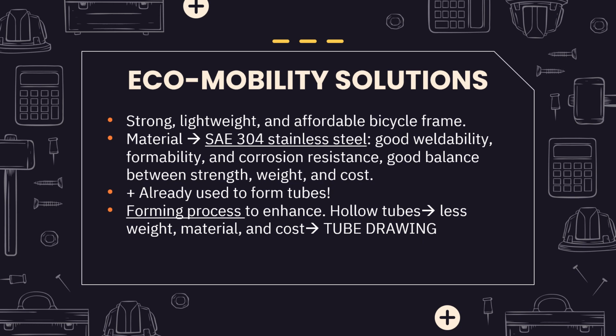Corrosion resistance is also important, as the bicycle may have to withstand water and other substances. And also, although this steel is not really strong, it has a great balance between strength, weight, and cost, which were the requisites. Also, this material is already being used to form tubes, so I think that also explains my choice.